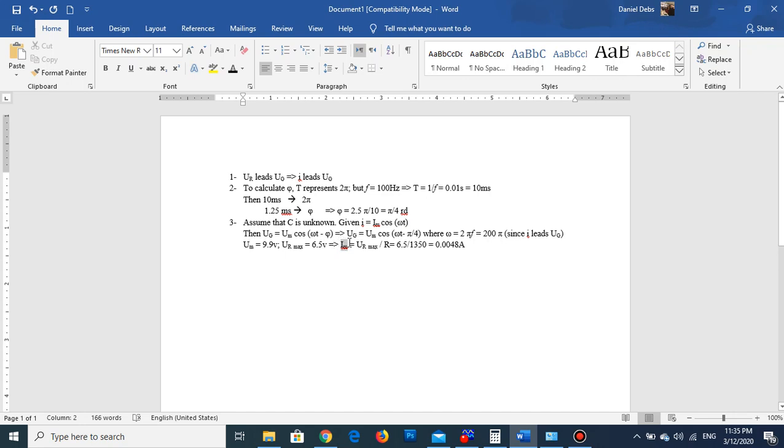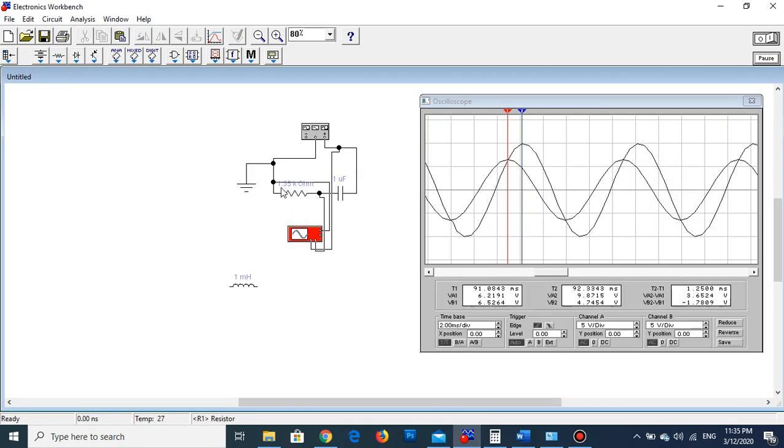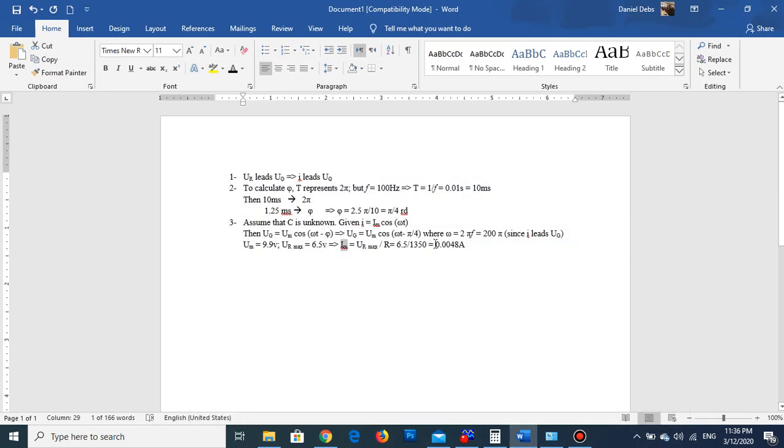Now I can deduce I maximum. It is UR max over R, which is 6.5 over 1350, because the R is 1.35 kilo ohms. Thus, I maximum is 0.0048 amperes.